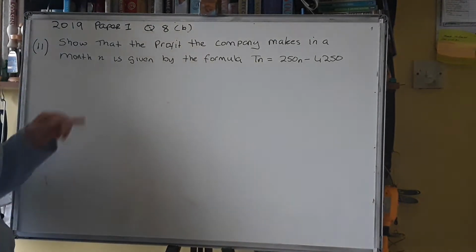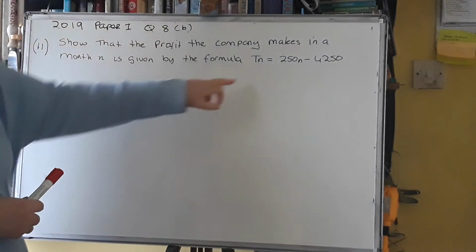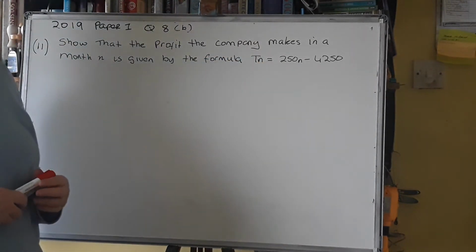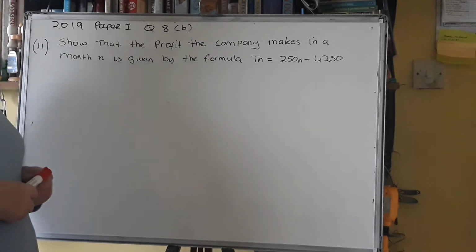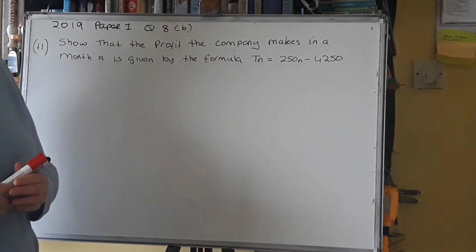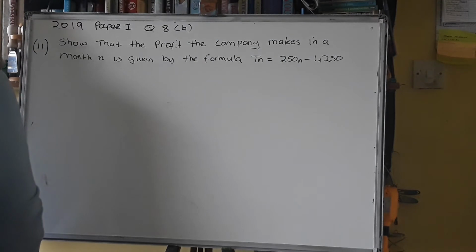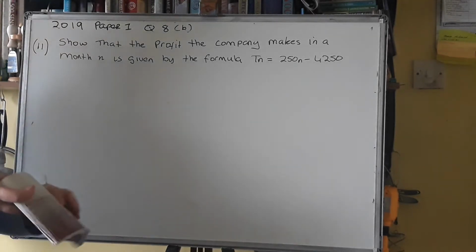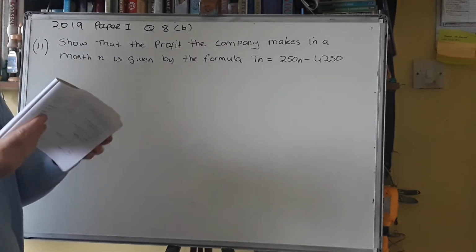Part 2. Show that the profit the company makes in a month n is given by the formula Tn equals 250n minus 4,250. If you haven't done this yet, press pause and have a go of it, and then press play to get the answer. Now, if you go to your maths tables, you will see that on page 22 there's a formula.